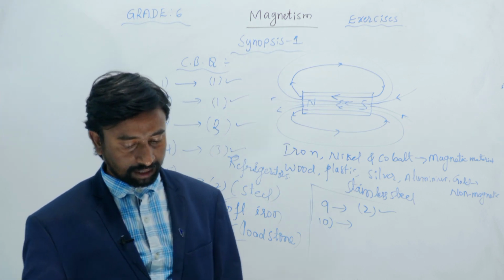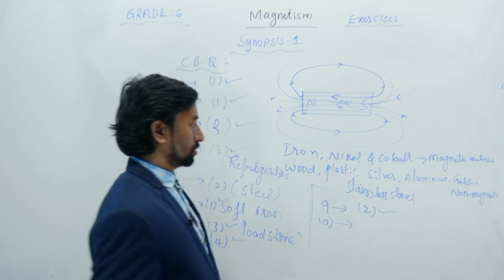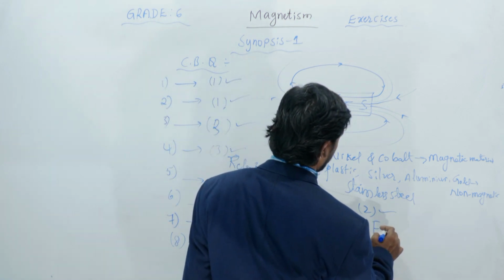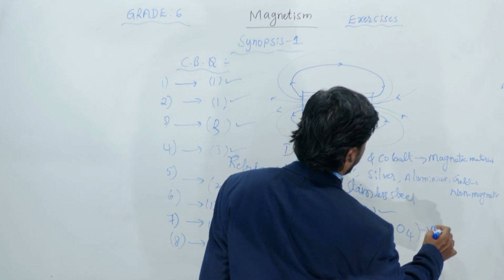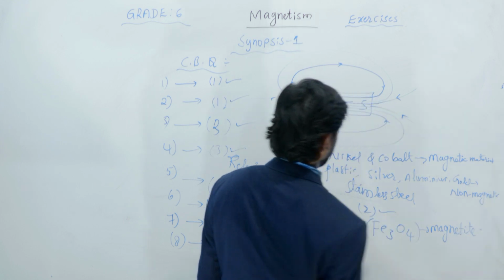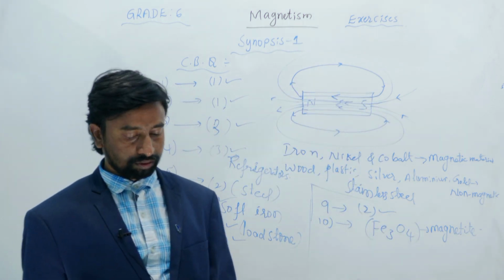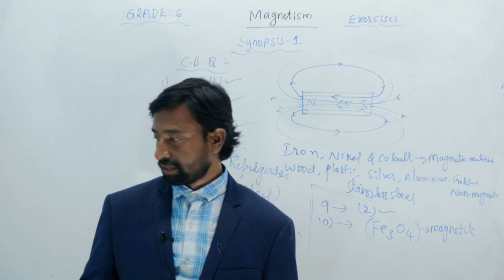And the tenth one is given here. The chemical formula of a natural magnet, that is magnetite, is Fe3O4. Okay, those were concept-based questions. Now we will come to the exercise problems.